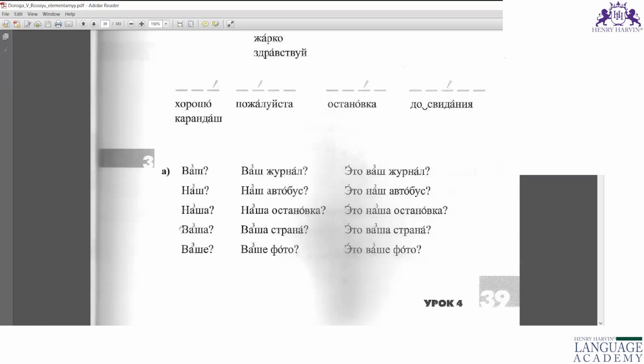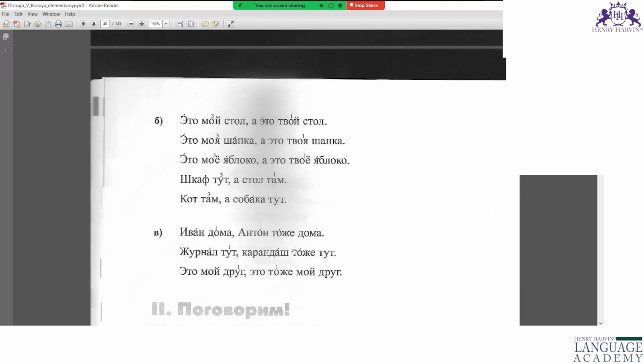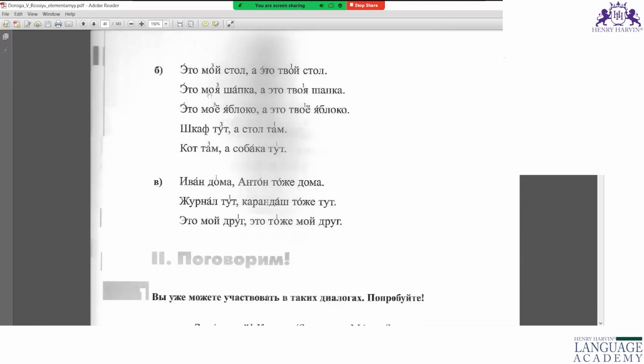Okay. So ваш, наш автобус. Автобус is bus. Остановка bus stop. Страна country. Photo is a photo. Of course. And we have some answers here.